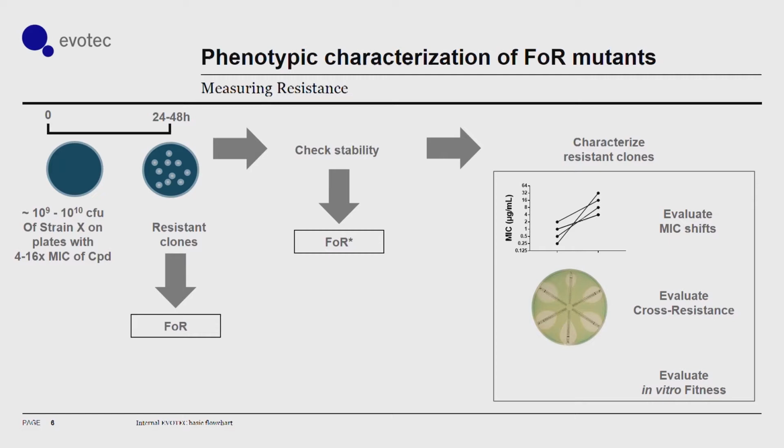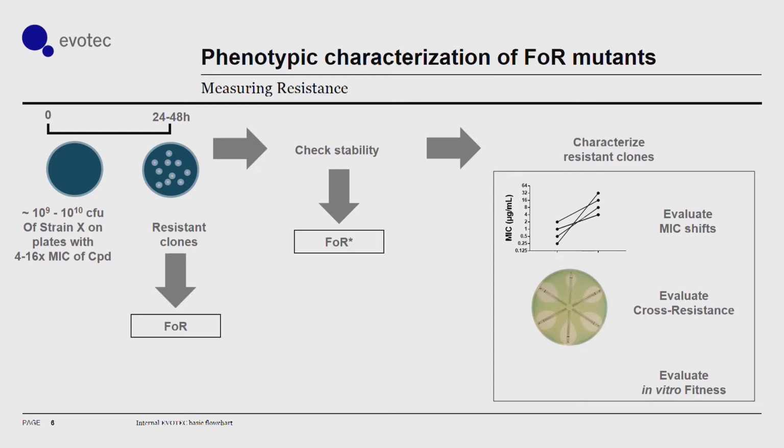You should evaluate also the cross-resistance, meaning, especially if you know the target, it makes a lot of sense to see if, in the process of selecting resistance to your compound, you also selected resistance to an established compound that has the same target. Let's say if you target gyrase, measuring quinolone resistance makes a lot of sense.